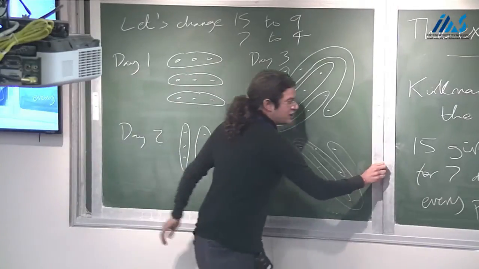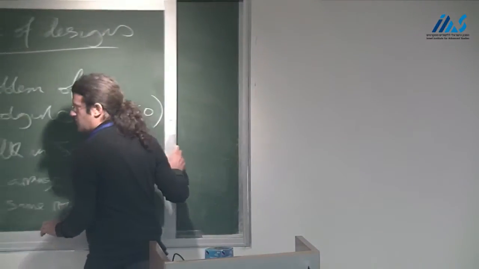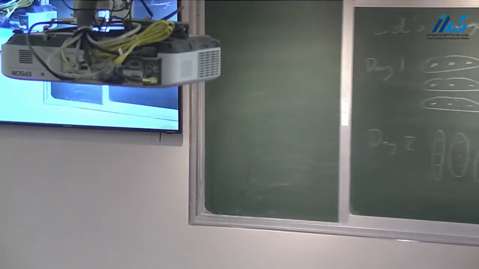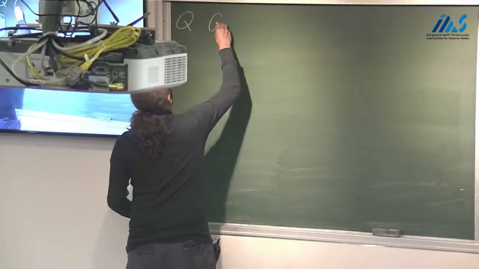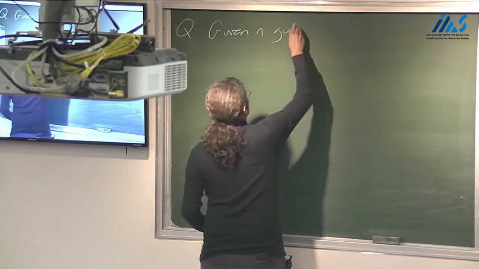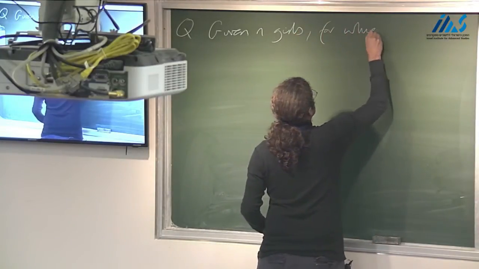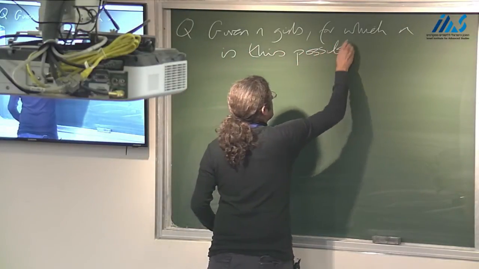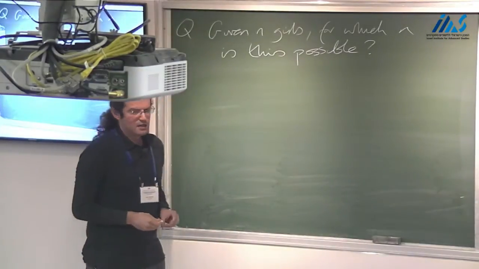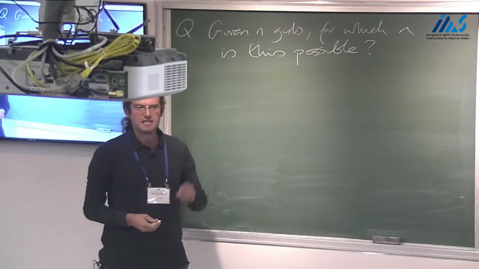So it naturally raises the question: if I have n girls, for which n is it possible to make such an arrangement? Given n girls, for which n is this possible? I hope it's clear what this is. So let's think of some necessary conditions on n.